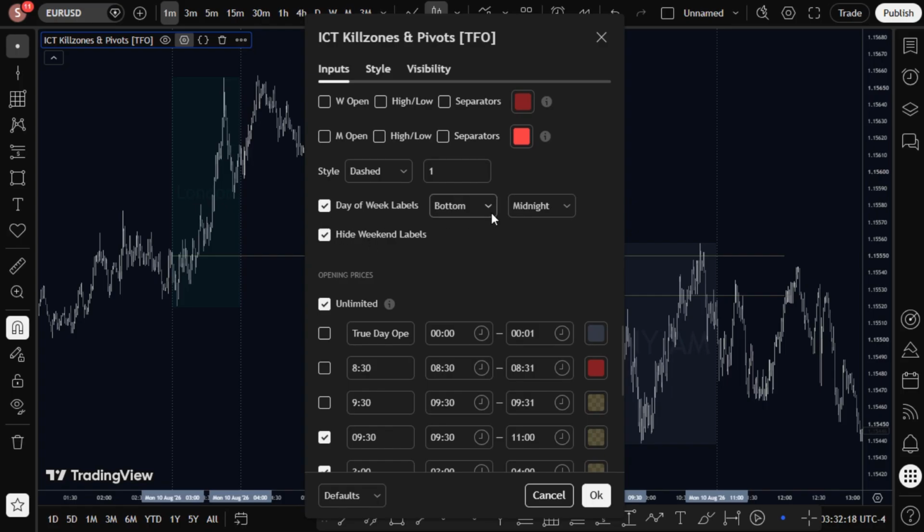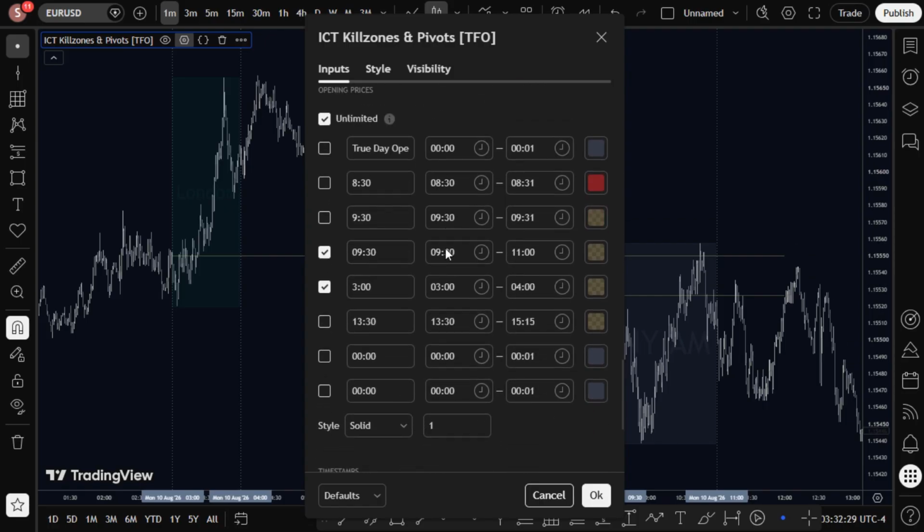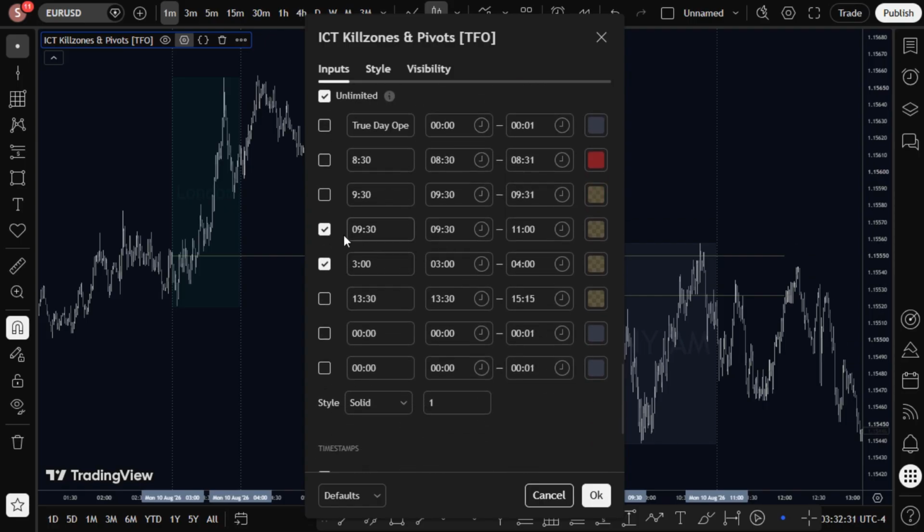So the days of the week at the bottom, I use midnight. Don't use midday. Okay, use midnight. Hide the weekend level. Don't want Saturday and Sundays to show. So now this is the most important part.